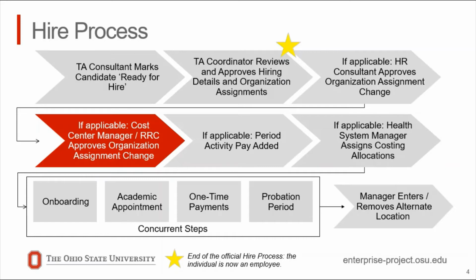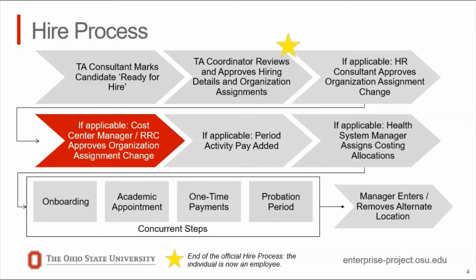The standard hire process is as follows. Step 1. TA consultant marks the candidate ready for hire. Step 2. TA coordinator approves hiring details and organization assignments. Step 3. If there is an organization assignment change, the HR consultant will review and approve the change. Step 4. If there is an organization assignment change, the college or business unit cost center manager or RRC will approve. Note, if there are changes to be made, you will need to send it back to the HRC for updates. Step 5. If applicable, the period activity pay process will be completed next.